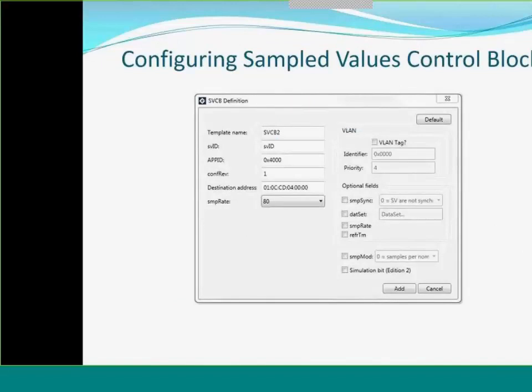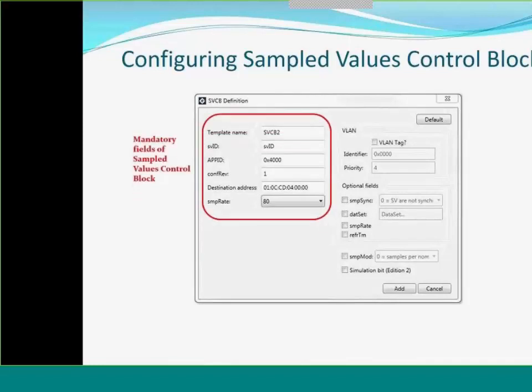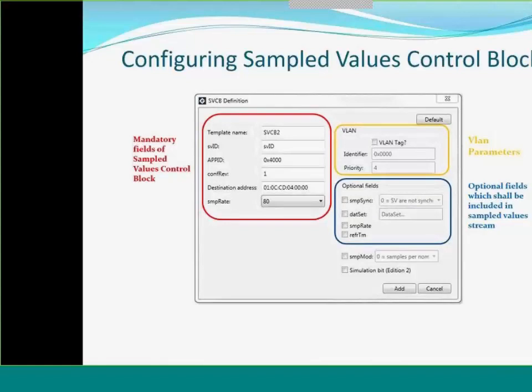This is the sample values control block definition window, and it is divided into four sections. These are the mandatory fields of the sample values control block. Then these are the VLAN parameters of sample value streams. Then we have an optional field where you choose which optional parameters shall be included in the sample value stream. And in the end, we have a sample mode as well as a simulation bit, which is an addition to the property.